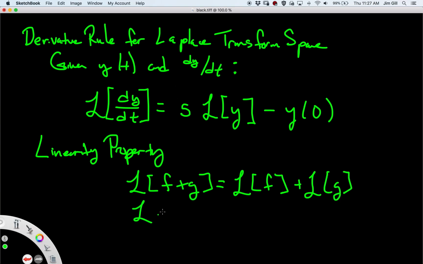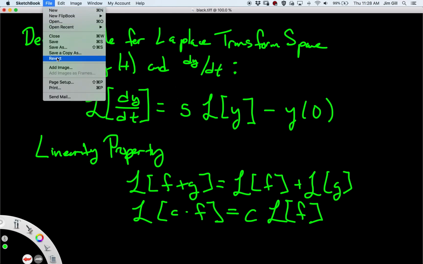and the Laplace transform of a constant multiple of a function. F is a function, C is a constant multiple here, is just the constant multiple times the Laplace transform of the original function. So that is the linearity property. So we're going to use these properties a few times in the future.